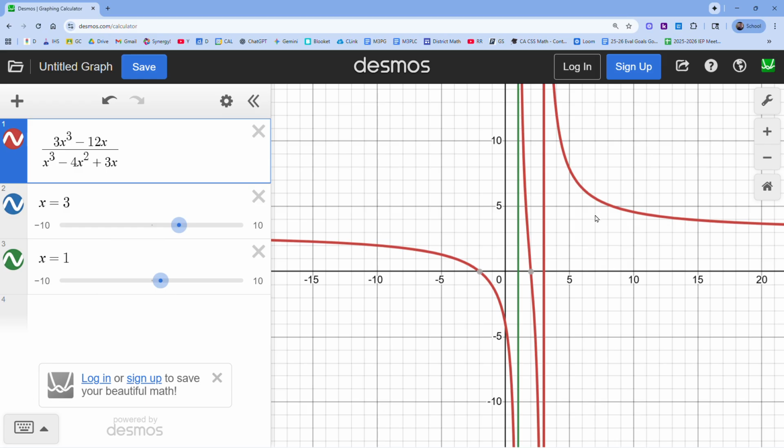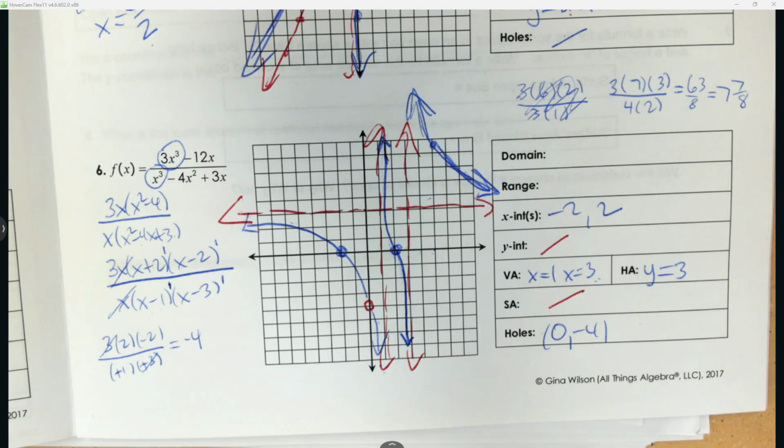We should have a hole at 0, -4. So right there, oh, I had it. There it is. At 0, it's undefined. Right there at 0, -4 is where our hole is. So it matches, but man, Desmos doesn't even like the equation. So that means we should be done, right?